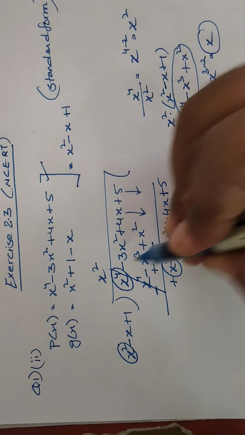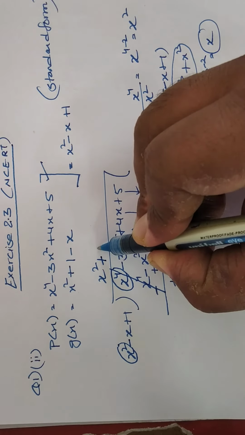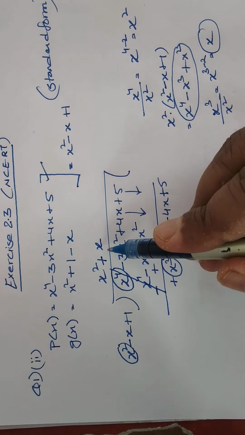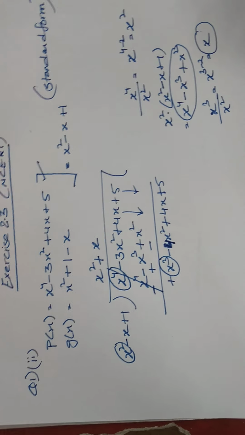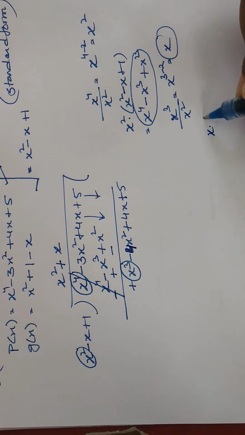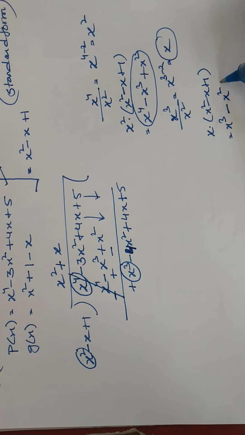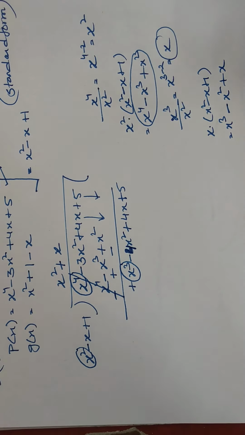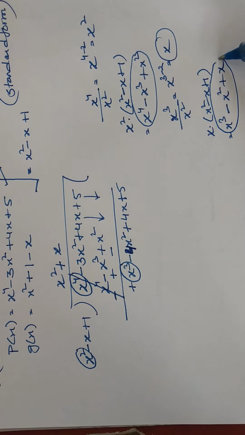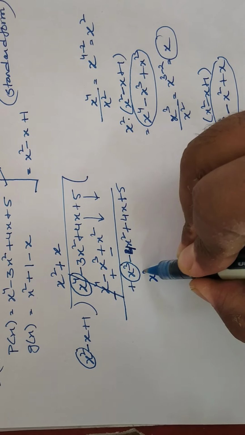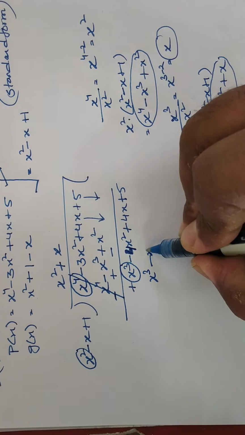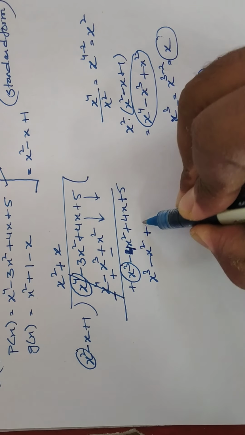Now this x will act as the second term of the quotient, and we will multiply this x with x square minus x plus 1. So x into x square is x cube minus x square plus x. So I will subtract this expression from the new dividend, that is x cube minus x square plus x.